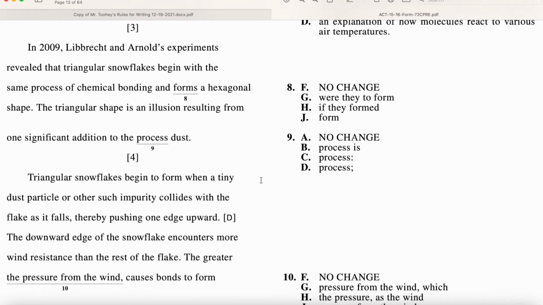Let's try D. The triangular shape is an illusion resulting from one significant addition to the process dust. How's D? C still sounds better. D roughly sounds the same. You're taking a pause after process. Now, notice that punctuation mark is different. That's a semicolon with answer choice D. When do we use a semicolon, Abdul?